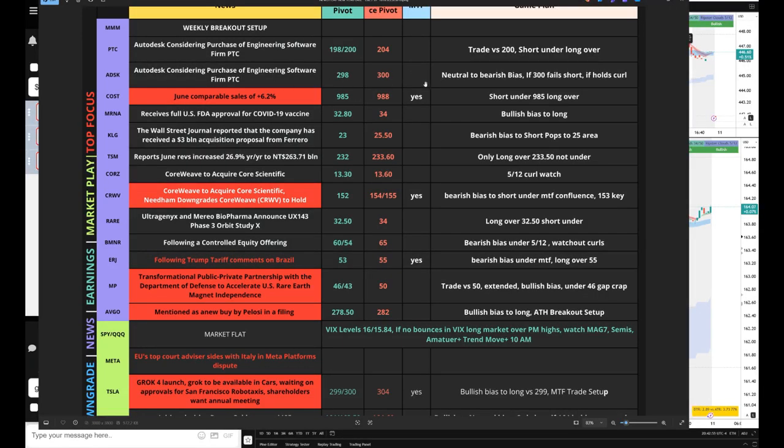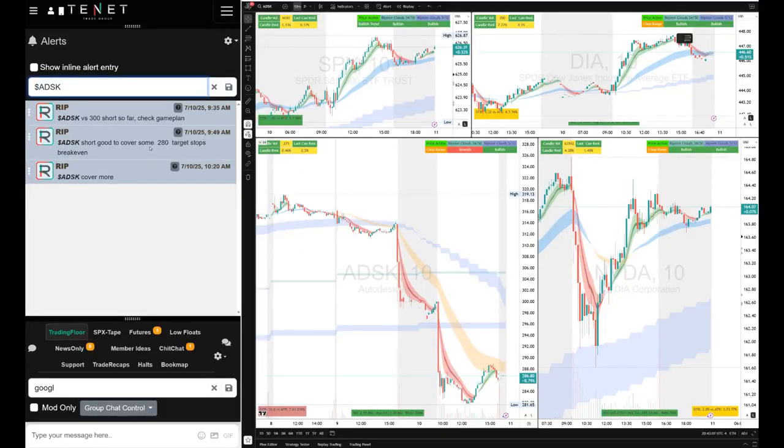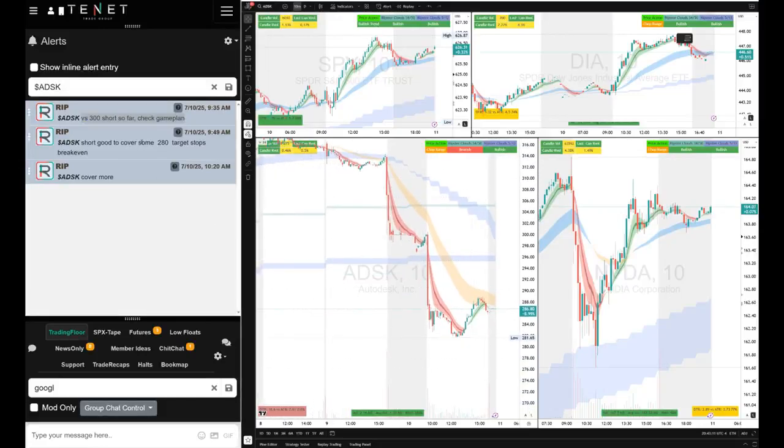So the plan on ADSK, if 300 fails, short it. If 300 fails, short it. Right out of the gate, 300 failed, you shorted, MTF short, take it all the way down on ADSK. I told the traders to short in the morning, cover the short. 280 was our final target. We did not hit the complete target, but we did hit 281, from 294 to 290.81.